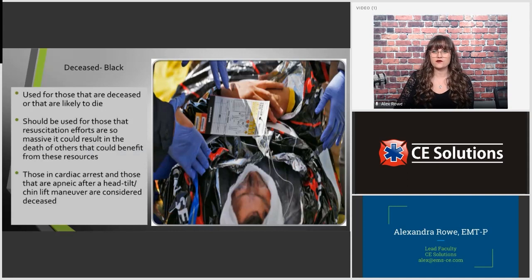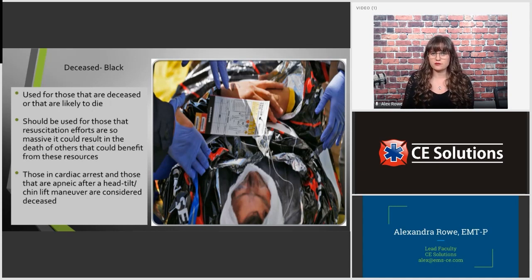The black category. These patients are typically deceased or have been fatally injured. Once all other patients have been taken care of, then you can utilize your resources, if they are available, for patients who might still, say, have a pulse. We really need to be careful with categorizing people between red and black. This is where we need to look at the bigger picture and ask, does this patient have the ability to potentially survive if we used our resources?